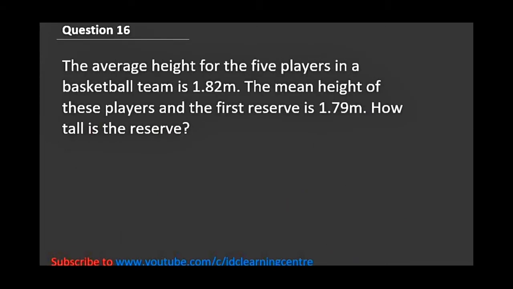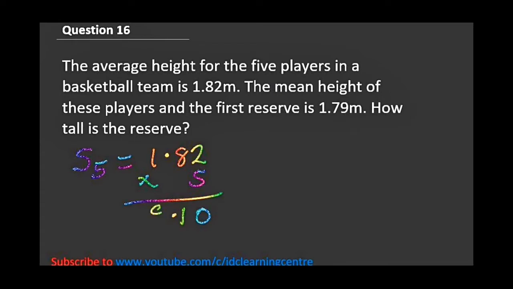Question 16. The average height for the 5 players in a basketball team is 1.82 meters. So their total height, which is the sum of heights for 5 players, will be 1.82 times 5. This will give me 9.10. The question continued from here. The mean height of these players and the first reserve is 1.79. So if the first reserve joins these 5, there will be 6 now. Now their mean, which is average, is this.